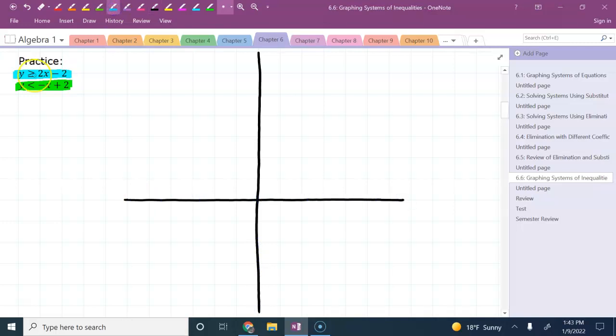So starting with that first one, y is greater than or equal to 2x minus 2. You should have started down at negative 2, which means from 0, 0, you go down 2 spaces. Draw your first point. Your slope for that line, it says 2x, so think of it as 2 over 1 would be your slope. So you're going to go up 2 and right 1.